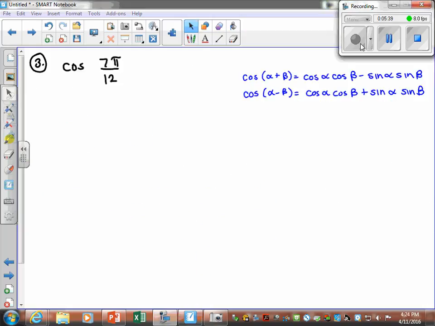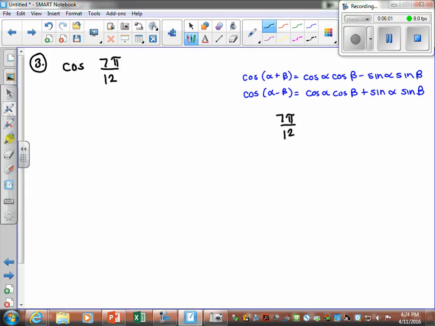Okay, same direction. Use sum or difference formulas to find exact values. We have cosine, so I pulled the cosine formulas over there. We want to try to rewrite this in terms of an alpha and a beta. So I'm just going to go off to the side and do some scratch work. So I'm going to say 7 pi over 12, excuse me.